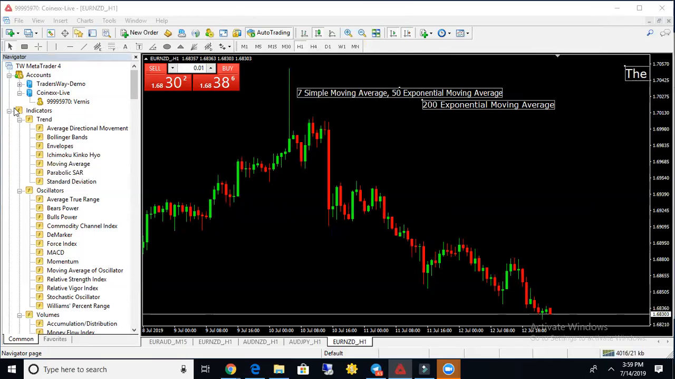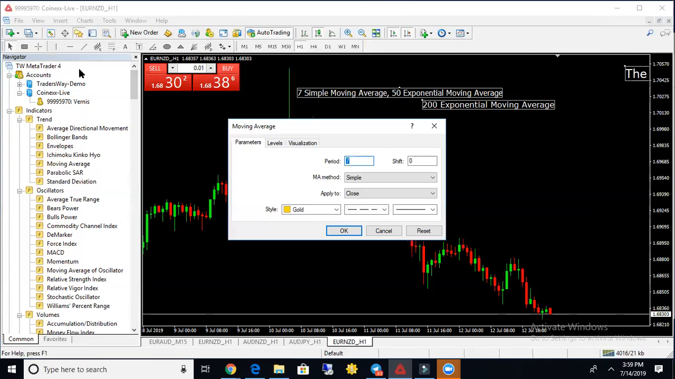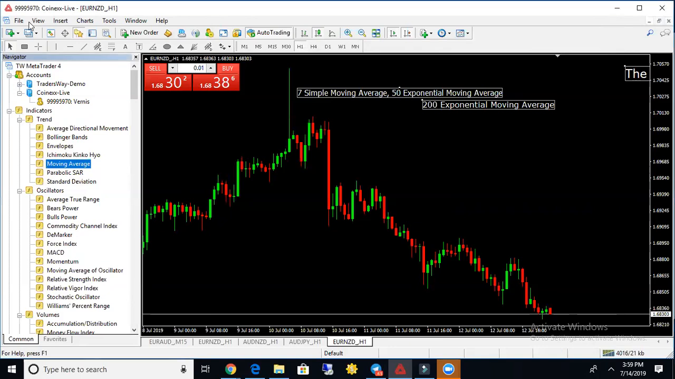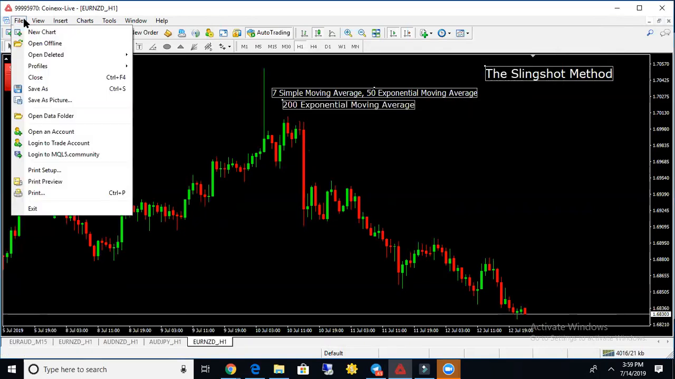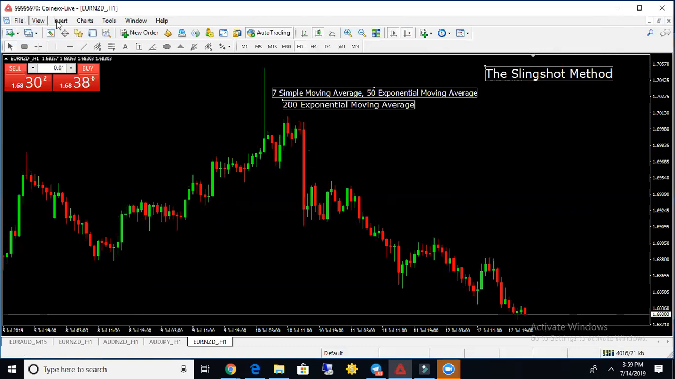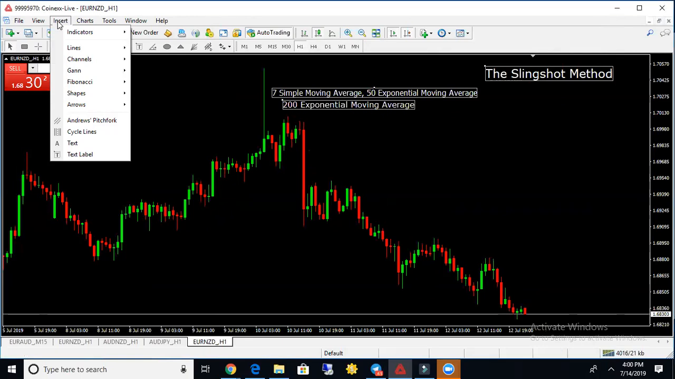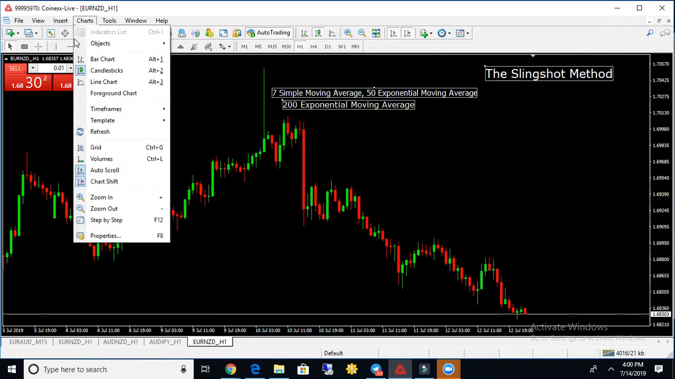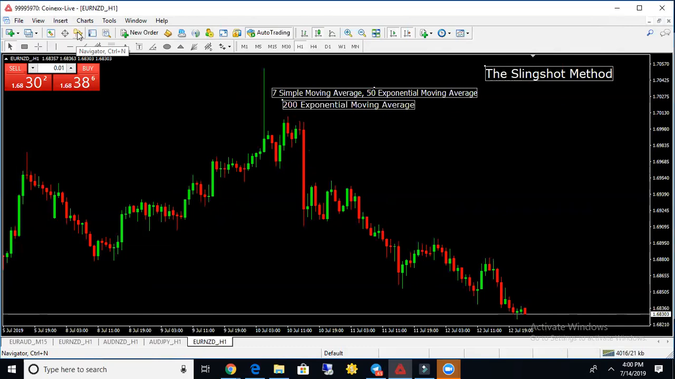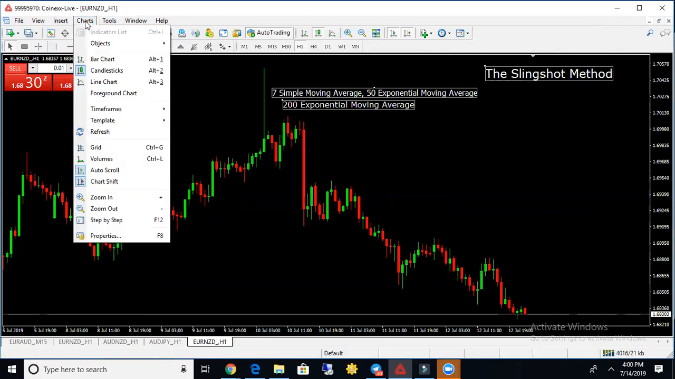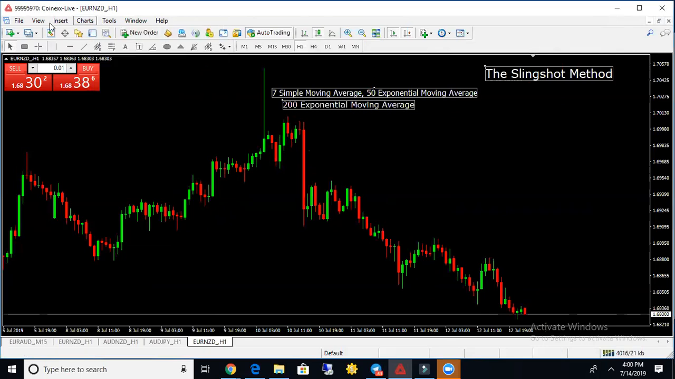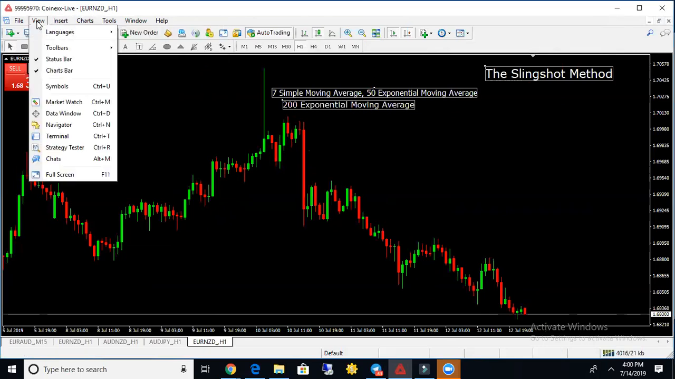So under indicators, here's your navigator. Okay, let me go back. Some of the new people, I want to break it down for you. Okay, you should see this icon right here where it says navigator. You should see that. I'll figure out another way to get to it if you don't have that. So go to view, click on navigator or Control N.